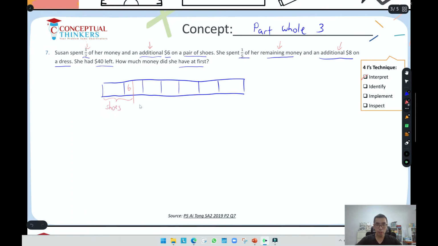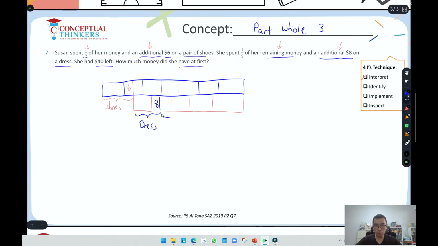Then from here, I'm going to draw the remaining model, which is the part whole part. And this time around, I'm going to cut it into 5 units. So we have 1, 2, 3, 4, 5 units. Now I'm going to use another color to represent the additional $8. So let's put it here. So this is the $8. And from here to here will be representing the dress that she bought.